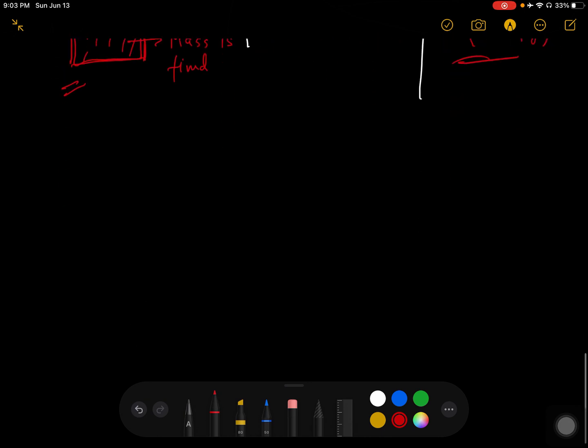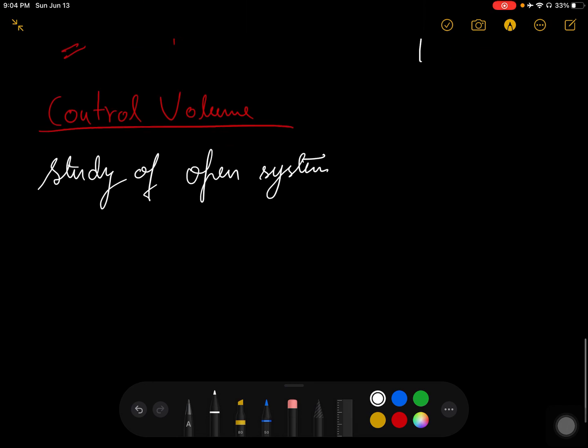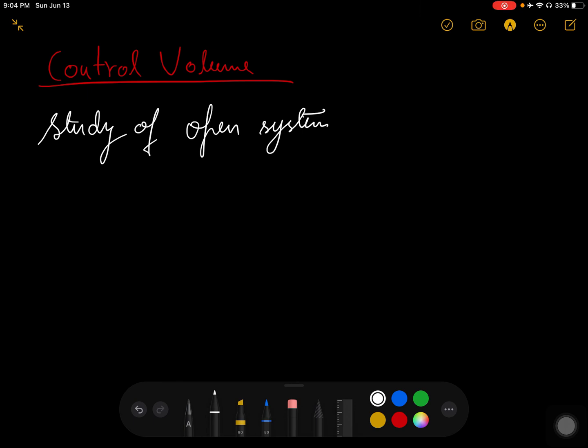Now, after we study the thermodynamic system, there is something known as control volume. So what is this control volume actually? To define a control volume, if we are doing a study of an open system, where both energy and mass can flow, and we are doing thermodynamic analysis of such a system, we will pay attention to a certain volume in space. That certain volume in space is known as control volume.